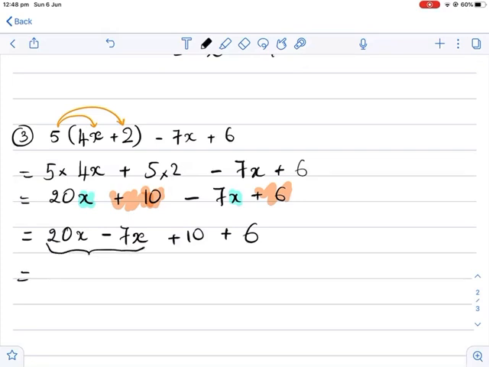So 20x take away 7x is 13x. And these two together is going to be 16. And this one is your final answer because we don't have any more like terms. And it's also the expanded form of this one, the simplest expanded form of the expression here.